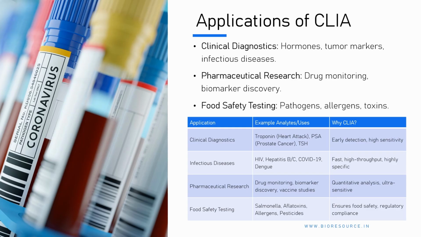So here you can see the different applications and the examples of the analytes used, and why CLIA is important in case of different testing purposes. Chemiluminescent immunoassay is a very powerful technique that has transformed modern diagnostics. Its high sensitivity, specificity, and rapid turnaround time make it an ideal tool in clinical, pharmaceutical, and food safety applications.